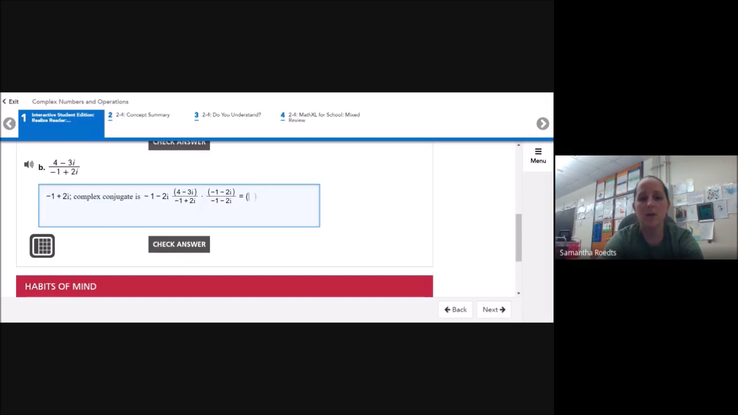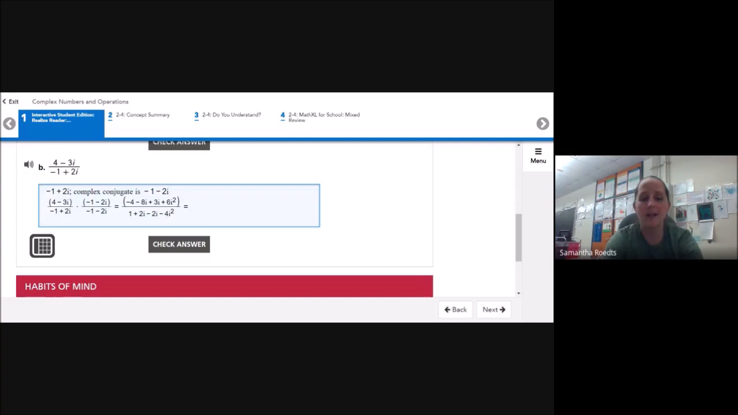So this gives me 4 times negative 1 is negative 4. 4 times negative 2i is negative 8i. Negative 3i times negative 1 is positive 3i. Negative 3i times negative 2i is positive 6i squared. Okay, negative 1 times negative 1 is 1. Negative 1 times negative 2i is positive 2i. Positive 2i times negative 1 is negative 2i. Positive 2i times negative 2i is negative 4i squared.